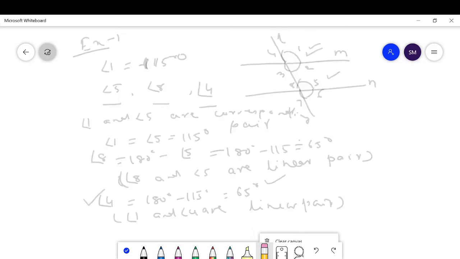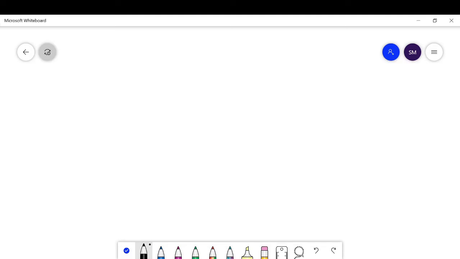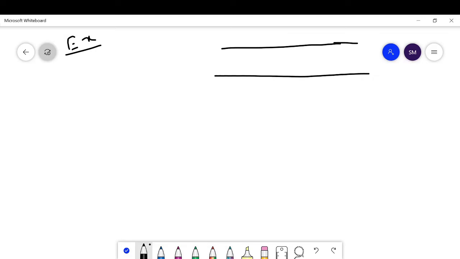Hence, okay. Then solve another example. Here is another example. I have already told you, students, do more and more practice of problems. Then you can solve any problems which will be asked in your exam paper.